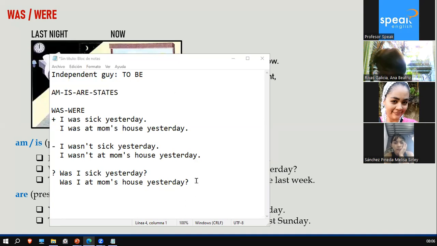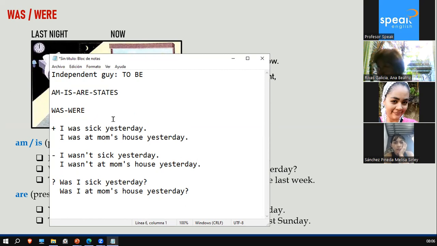Here we have was. Let's go ahead and create one example with were. I'm going to scroll down a little and begin. My parents, or my classmates, my classmates were in the breakout rooms yesterday.